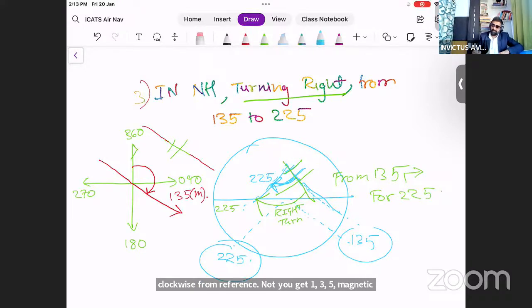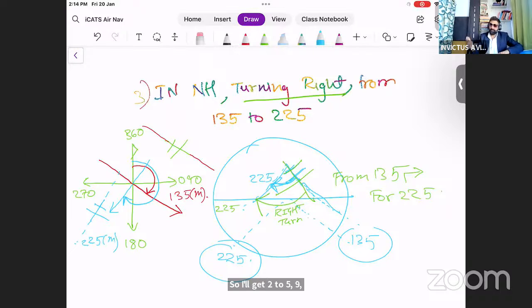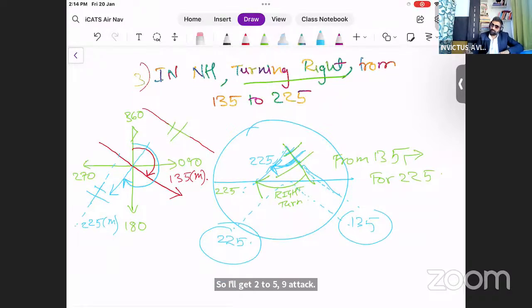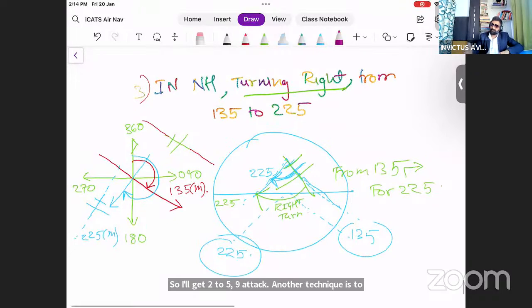Let's say there's another aircraft like this. How do I determine the heading? I can simply take this heading line and make a parallel over here, at this arrowhead, and then take this angle here. So I'll get 225 magnetic. Another technique is to get your cardinal points right. Let's say there's another aircraft over here.